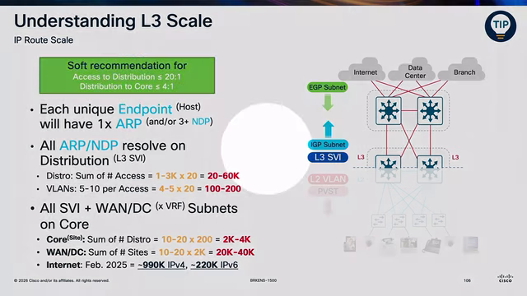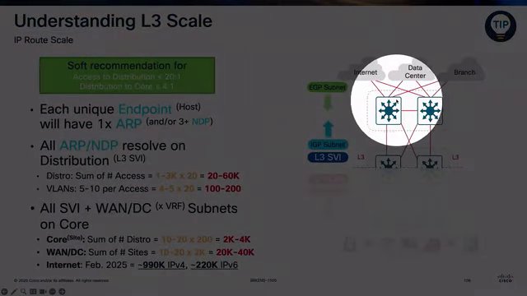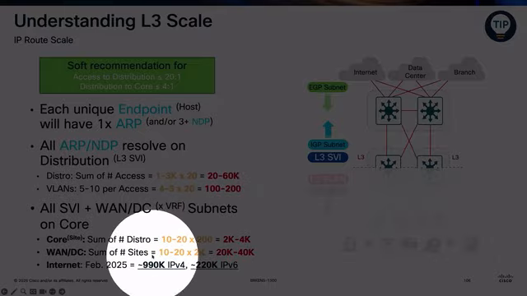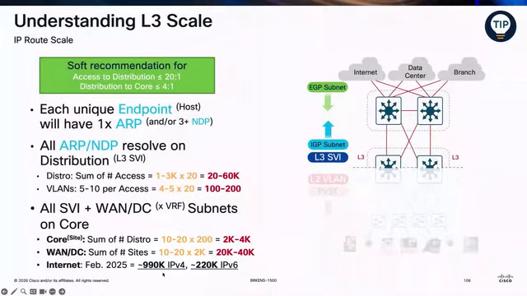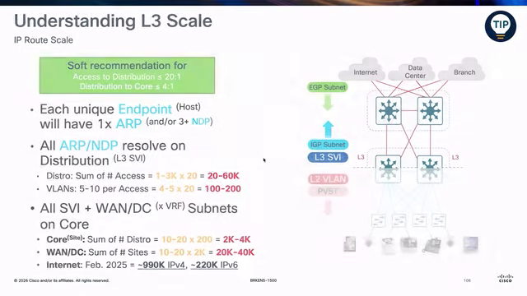And additionally, at the very bottom, if you're planning for this device to peer with the internet, then the internet IP table is already nearly 1 million entries. So if you're not filtering and you want to import the entire internet address table, then you're looking at over 900,000 IPv4 addresses.